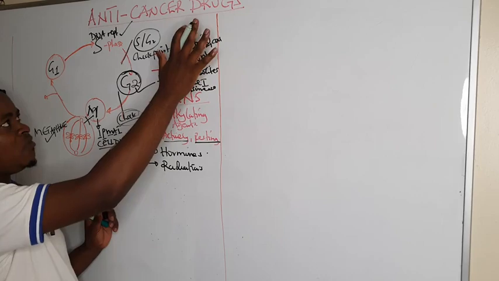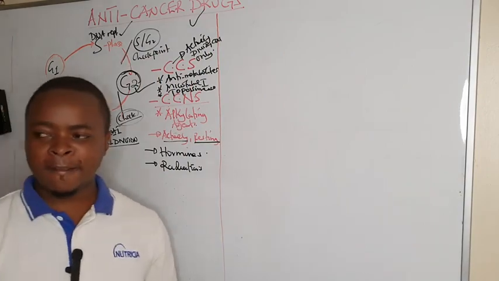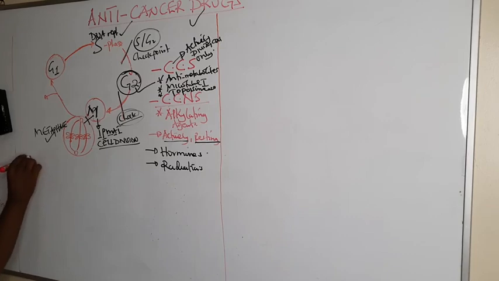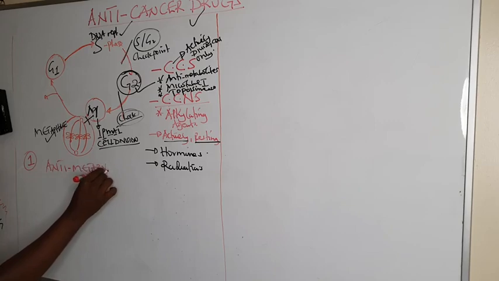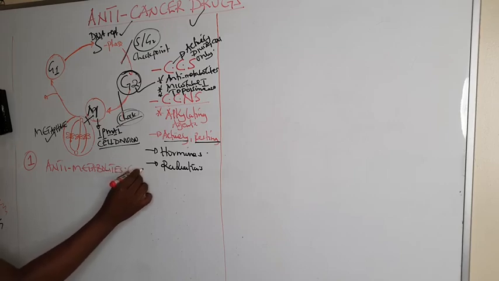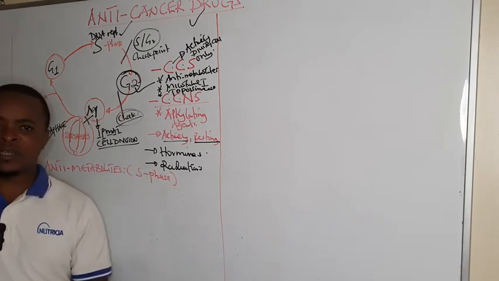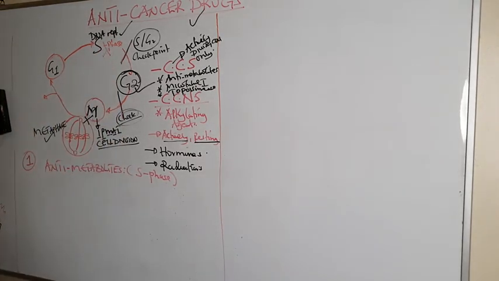But as our discussion is on drugs, we are going to look at those which act on the cell cycle. So let us begin with antimetabolites as our discussion number one. Antimetabolites are specific: they target the synthetic phase, that is, DNA replication. So antimetabolites target the S phase of the cell cycle.